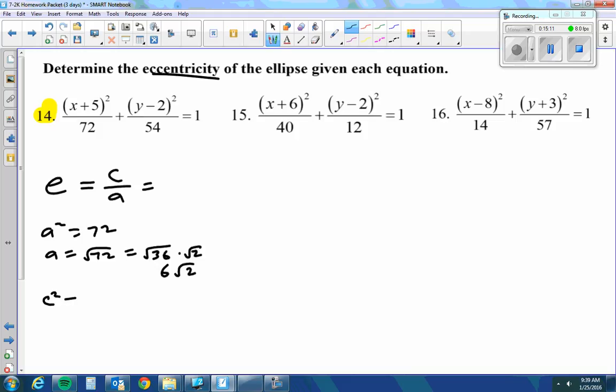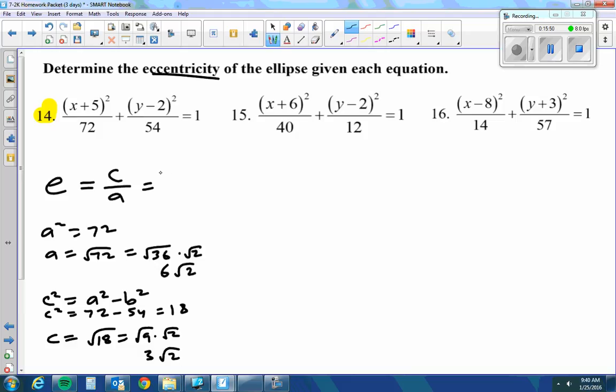Now, we need C. Once again, they're related like this. A squared, B squared, and C squared are related like that, with A being the biggest. So I want you to realize, you didn't have to figure out what B was, because we just need B squared, which is sitting right there. So 72 minus 54. What is that? Yeah. So C is the square root of 18, which is like 9 times 2, 3 radical 2, it turns out to be.